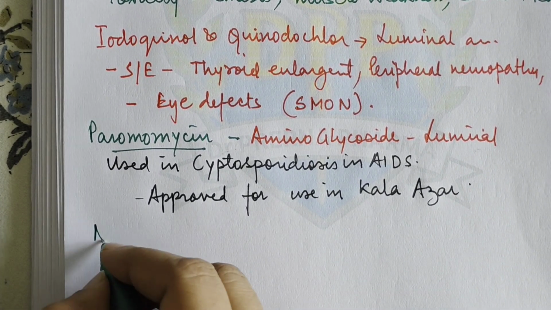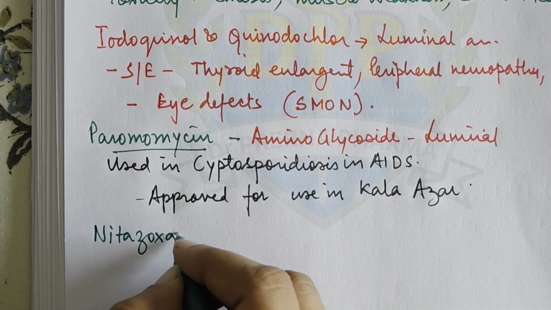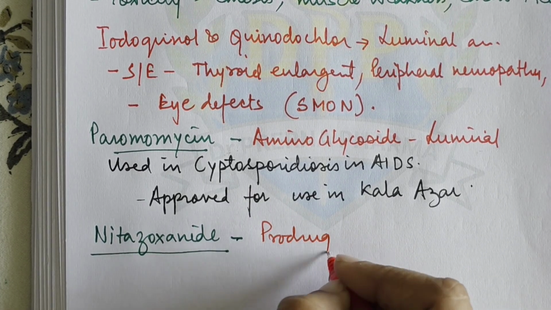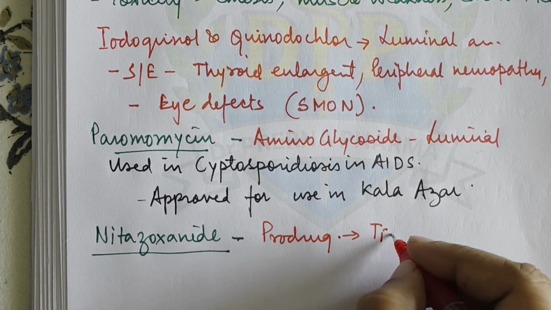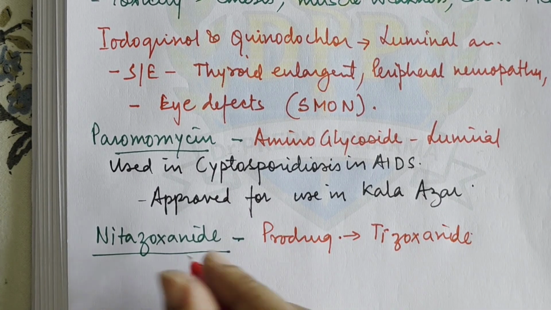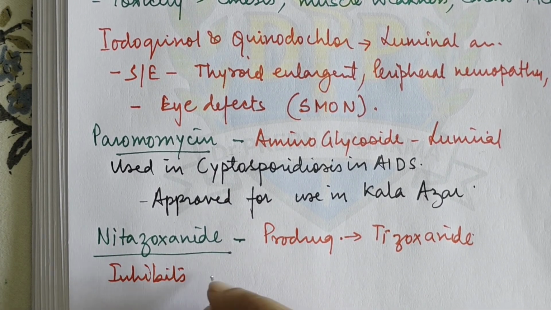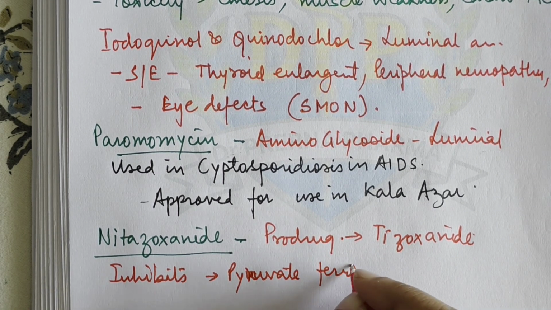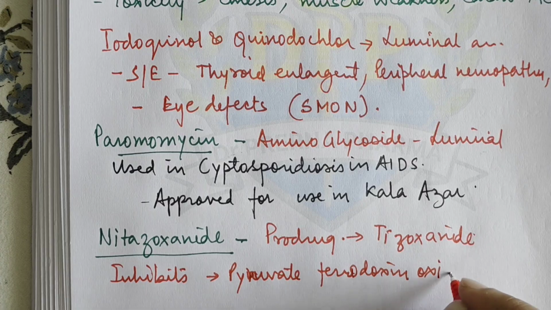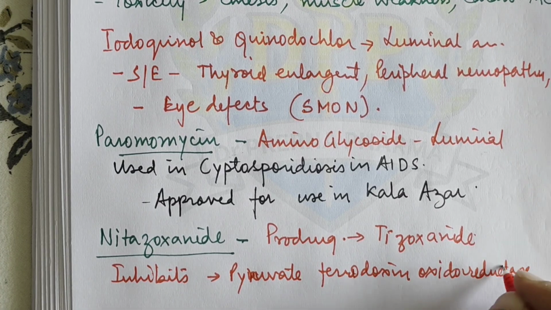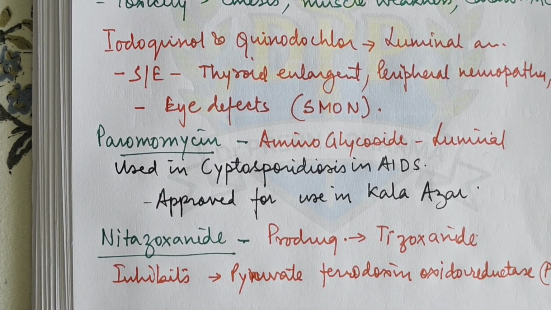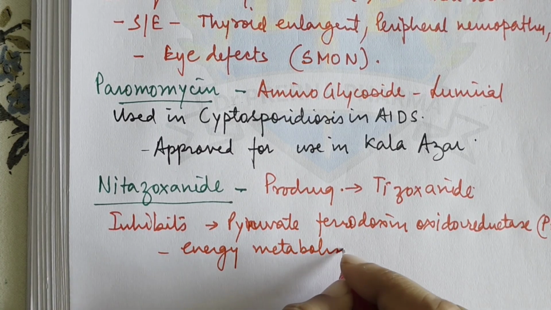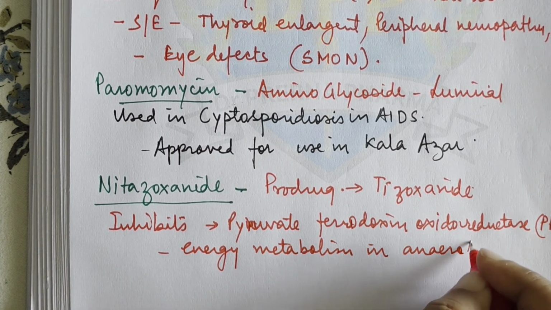Then the other drug that we have is nitazoxanide. Now this nitazoxanide is basically a prodrug and is converted to dizoxanide. It basically inhibits the pyruvate ferrodoxin oxidoreductase enzyme, that is called as PFOR, and this is essential for energy metabolism in anaerobic organisms.